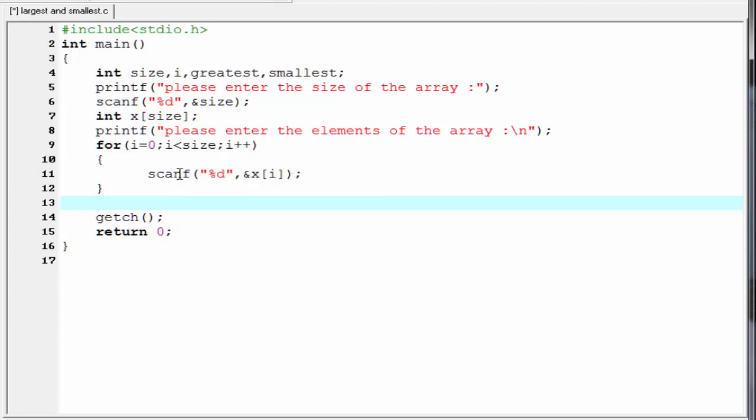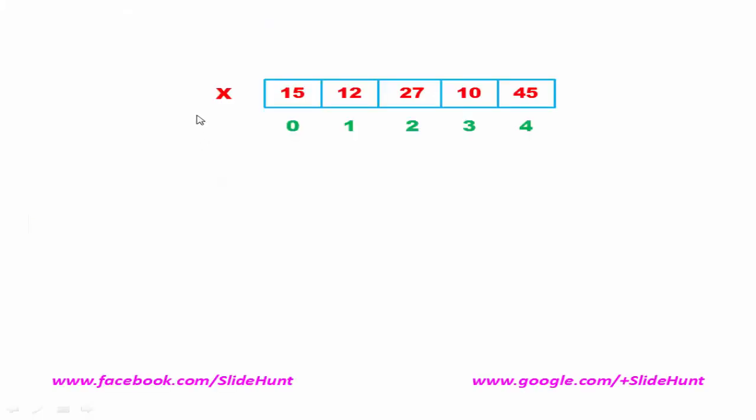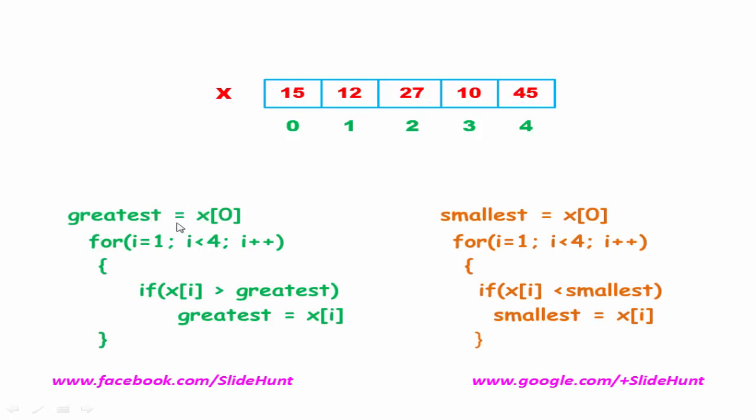Next we see the logic of how to find the greatest and smallest element of the array. See here we take an array x which has 5 elements. Our task is to find the greatest and smallest element of this array. First we find the greatest element. To find the greatest element, we initialize the first element of the array to a variable. Here we initialize greatest equal to x of 0. The 0th position contains 15. So now greatest equal to 15.